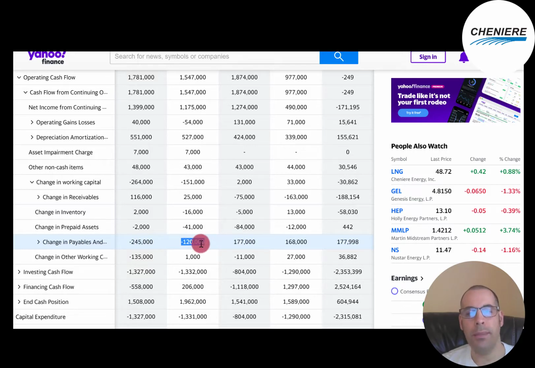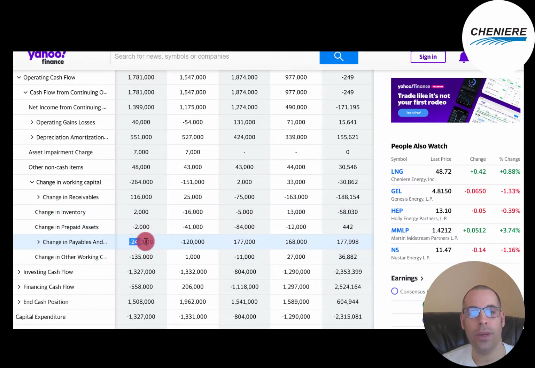When you use accounts payable, that improves your cash flow. Accounts payable is like a loan. You receive a product or service, but you don't pay for it. You pay for it at a later time. So it looks like in prior years they had a positive cash inflow in accounts payable in 3 years, but they have to pay for it at some point. In 2019, they had a cash outflow of 120 million in accounts payable.